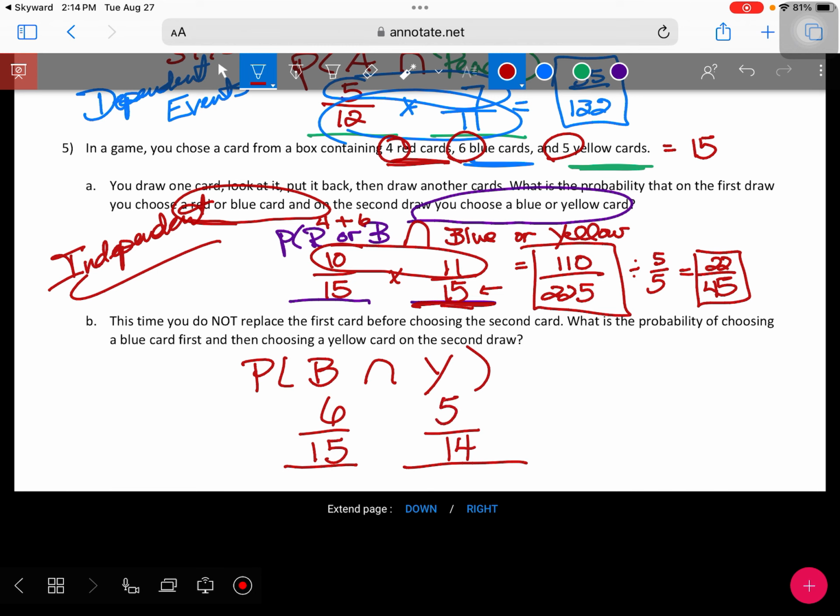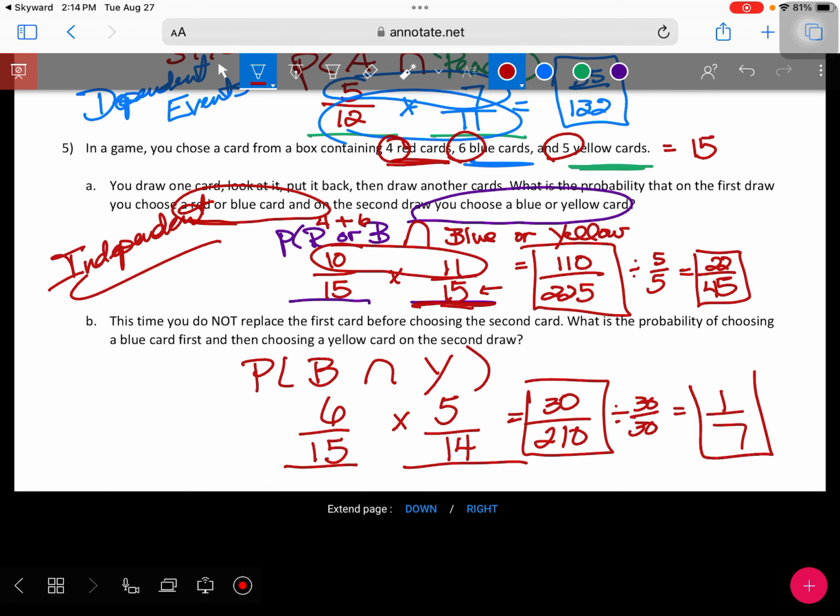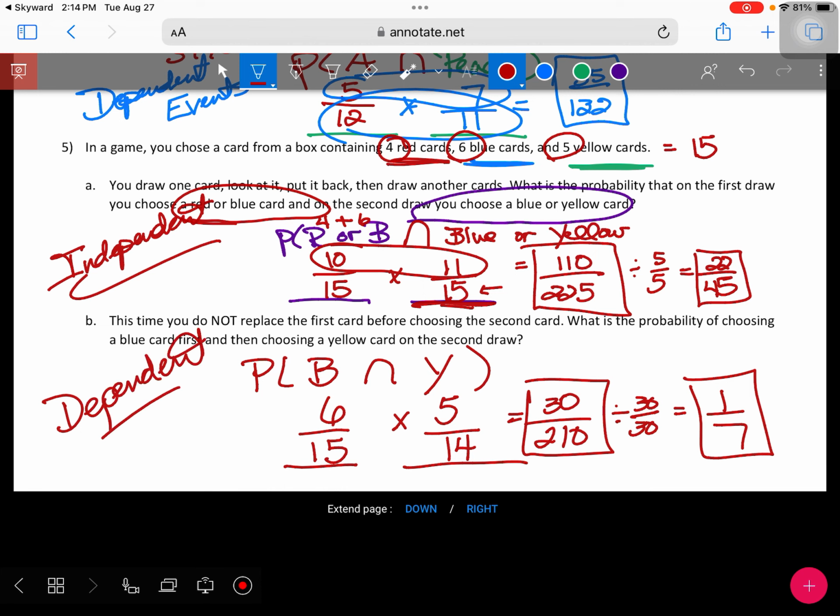Multiply. 6 times 5 is 30. And 15 times 14 is 210, if I remember. So 30 over 210, and the simplified reduced form is 1/7. Are these dependent or independent? Dependent, because what you did on the first one did affect the second one.